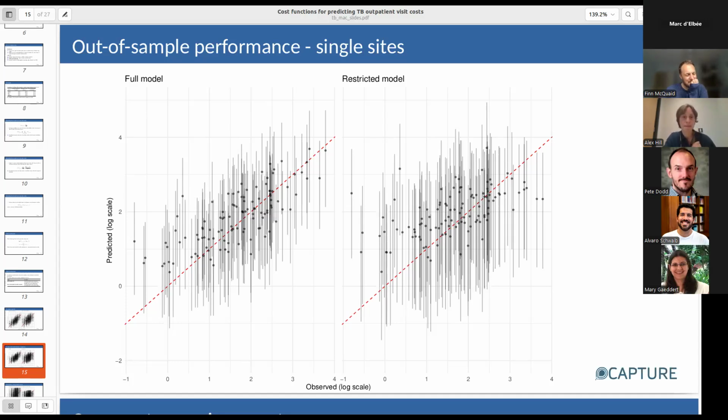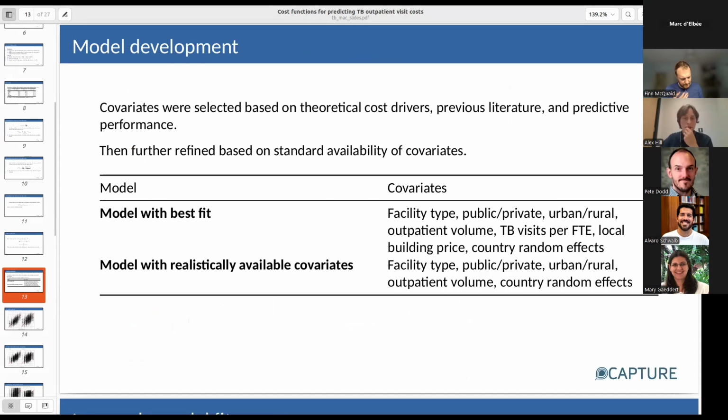Yes, thanks, Alex, for the presentation. It was really interesting. Maybe one question, looking at your cost predictors. I was just wondering whether you considered adding information on how the health system is organized, as a predictor of unit costs.